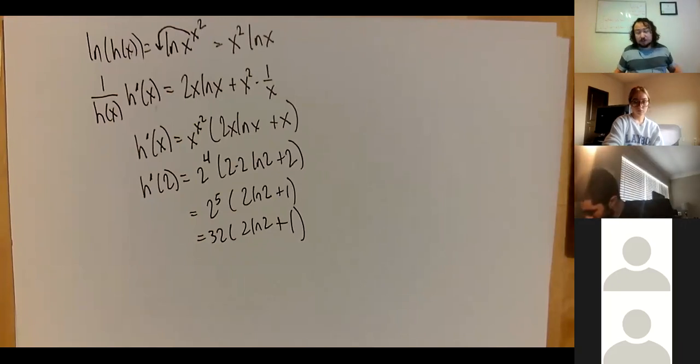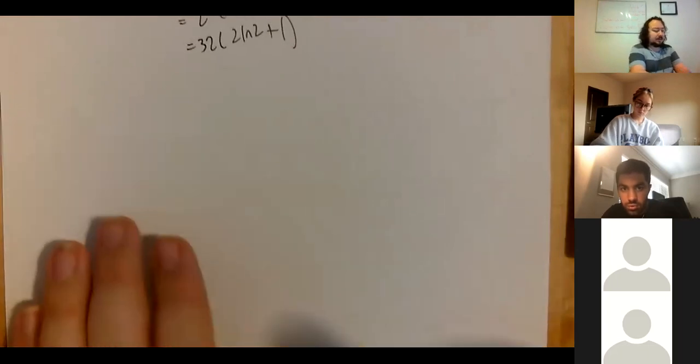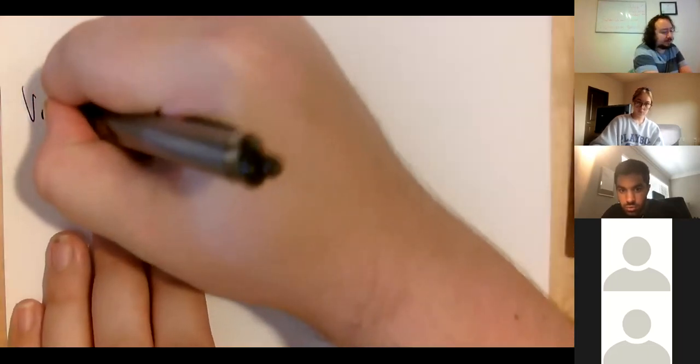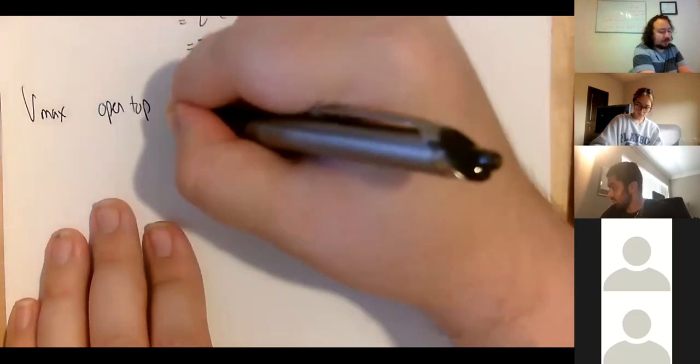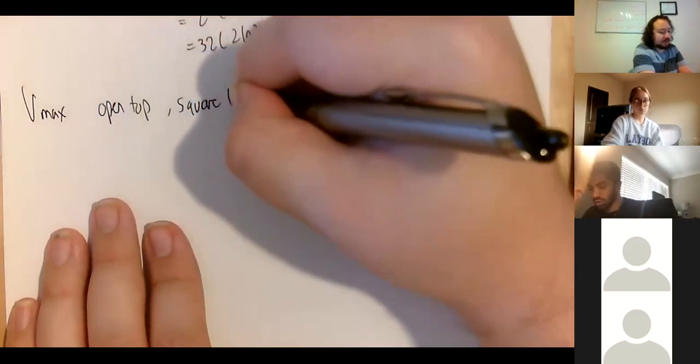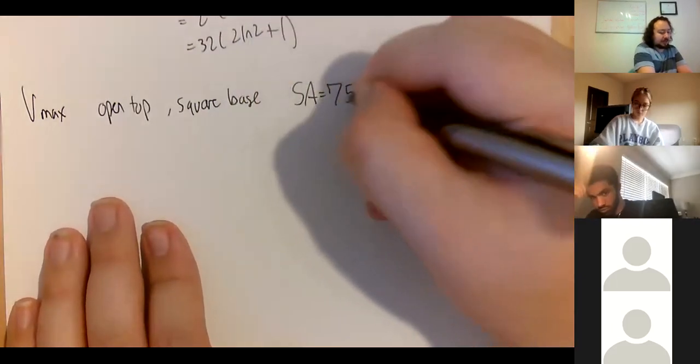All right, yeah, that's right, we're going to go to number 16 from the practice final next. Okay, find the largest volume of a box with an open top, square base, and surface area of 75. Okay, so we're looking for the maximum volume. We have an open top, we have a square base, and we know that the surface area must be 75.